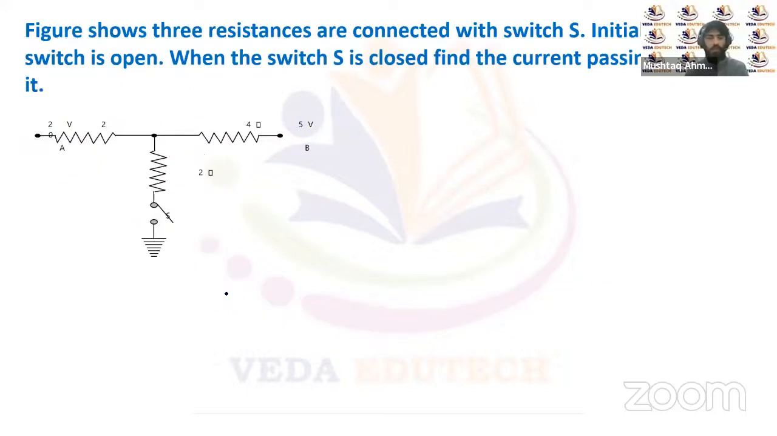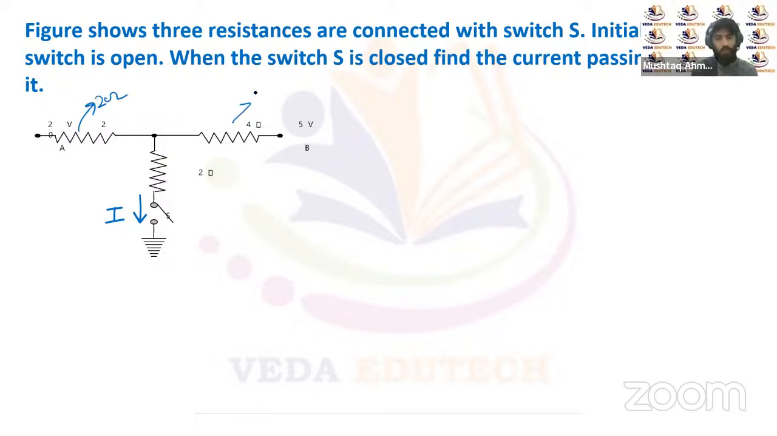Now let's move on to the next question. Once again, the figure shows 3 resistances connected with the switch S. Initially the switch is open. When the switch S is closed, find the current passing through it. It means we have to find the current passing through the switch. And this resistor has been given as a 2 ohm resistor.